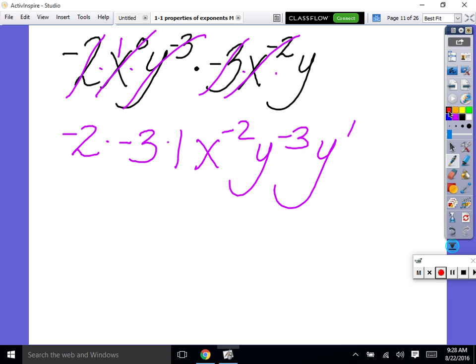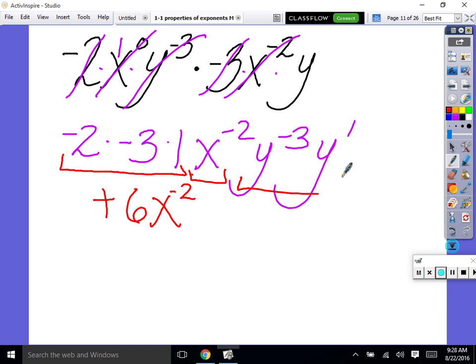Now let's simplify it in sections. Negative 2 times negative 3 times 1 is negative 6, yeah? No, positive 6, right? Positive 6. X to the negative 2, there's no other x's, so x to the negative 2, we've taken care of that. When you multiply, you add. Negative 3 plus 1 is negative 2, right?